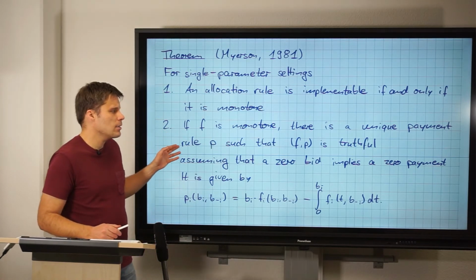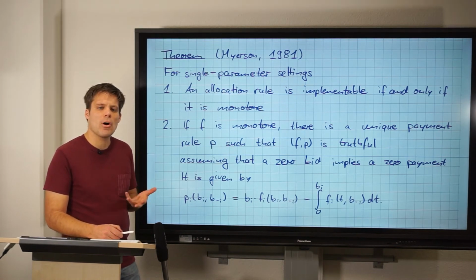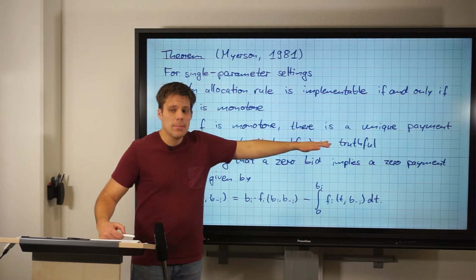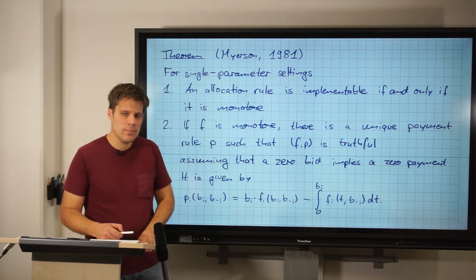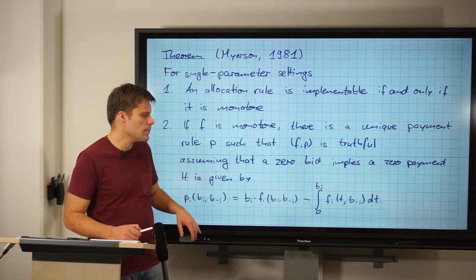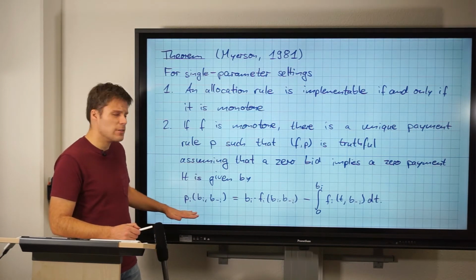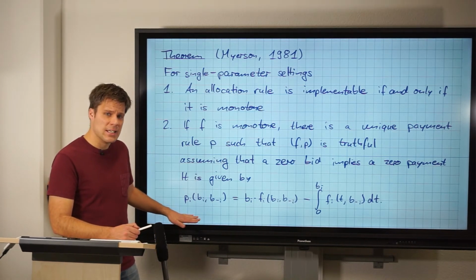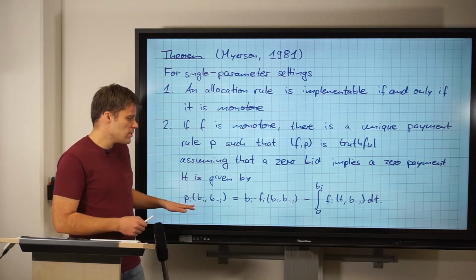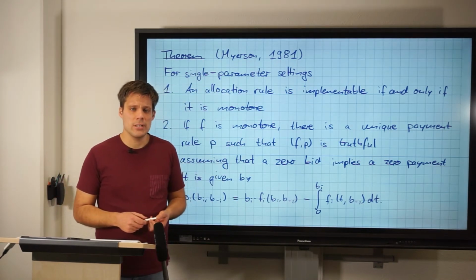And it doesn't only say that there are just payments, but it also says there are unique payments. There is a unique payment function, assuming that a 0 bid implies a 0 payment. And it's not only an existential proof, it is even constructive. It gives us an exact formula for how to compute these payments, a formula that we will understand when we go through the proof.